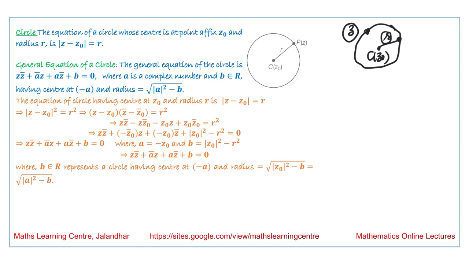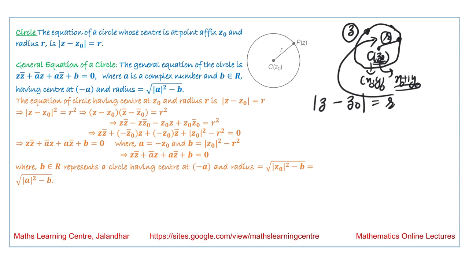Z naught means the coordinates are x comma y, and the corresponding complex number is x plus iota y, or in this case x naught plus iota y naught. So the distance between z and z naught is fixed and equal to r. So this equation, mod of z minus z naught equals r, will represent a circle whose center is z naught and whose radius is r.